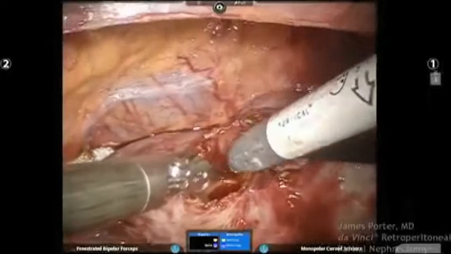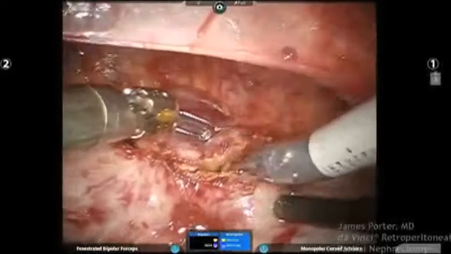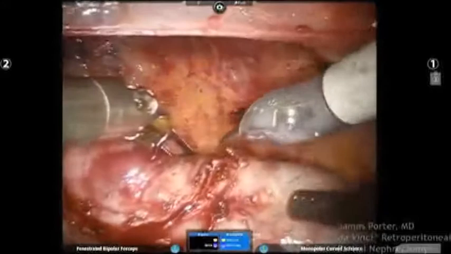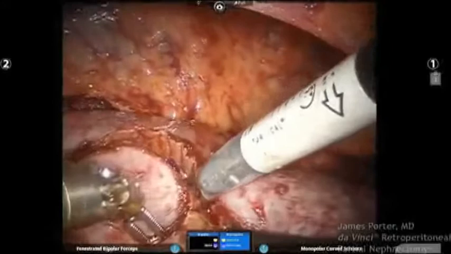Jim, let us know if we're interrupting you here during your clamp time, but some people would use indigo carmine or some sort of technique to identify the collecting system. Has that been the experience here of the panelists? Jim, I don't know if you feel comfortable answering that question right now. We see the collecting system very well with the robot. Laparoscopically, we had to use indigo carmine, but with the robot, we can see things very well.